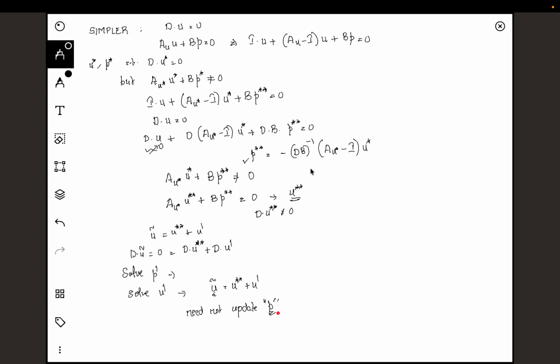So the difference between SIMPLE and SIMPLER is, in SIMPLE we started out with a given velocity, given pressure field.